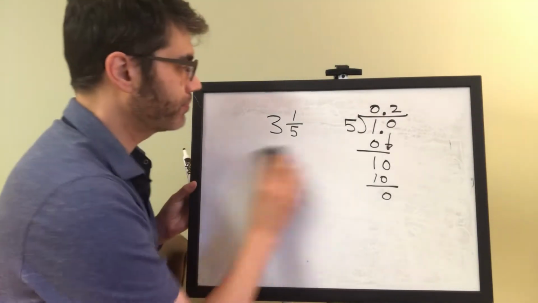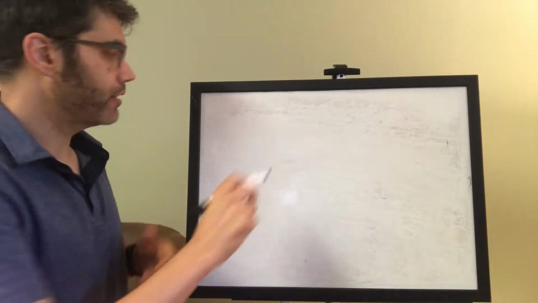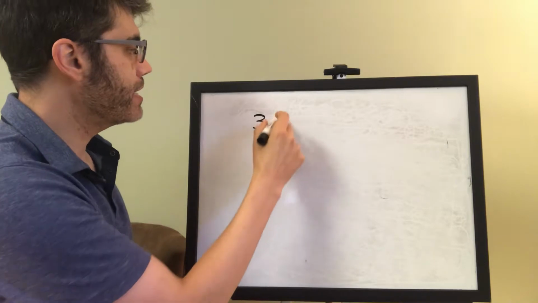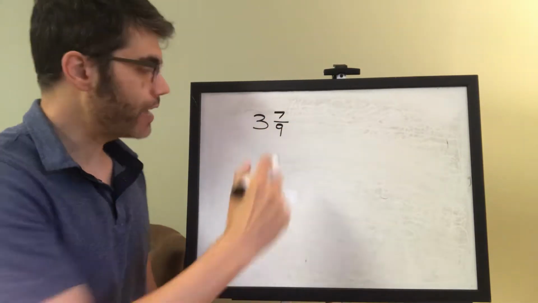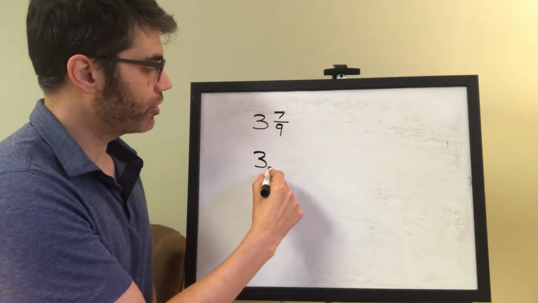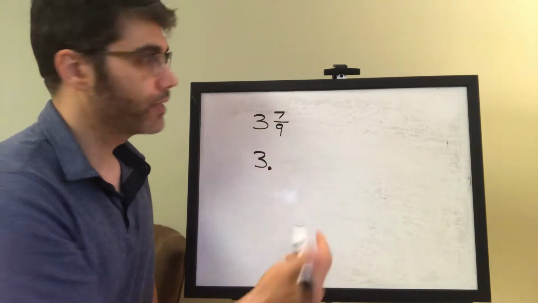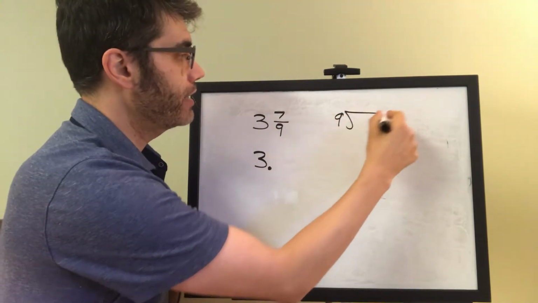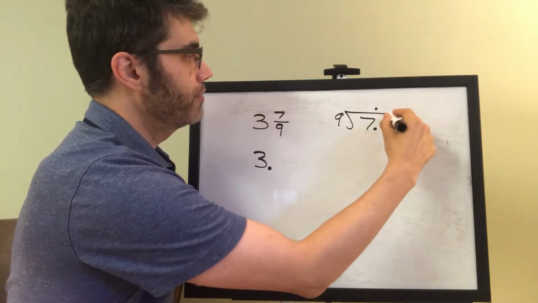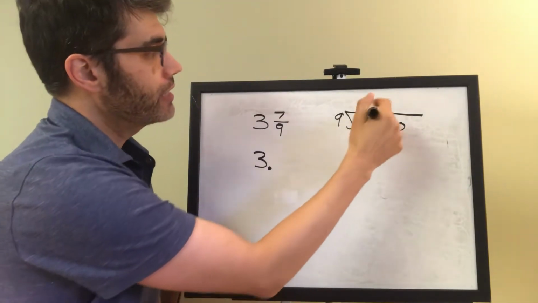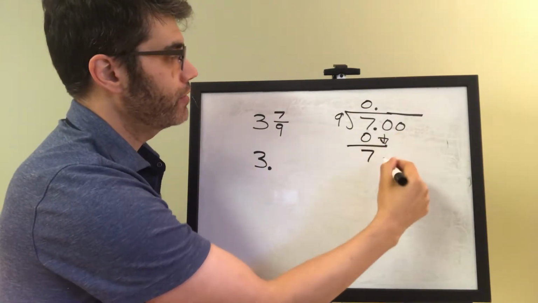Let's try another one. Let's say that we had 3 7/9. So again, we know that 3 is going to start, but then we're going to have a decimal, and we need to figure out what 7/9 is. So 9 goes into 7. We'll put our decimal point here and here. And let's put a couple of these. So 9 goes into 7 0 times. So that's 7, drop the 0, 70.